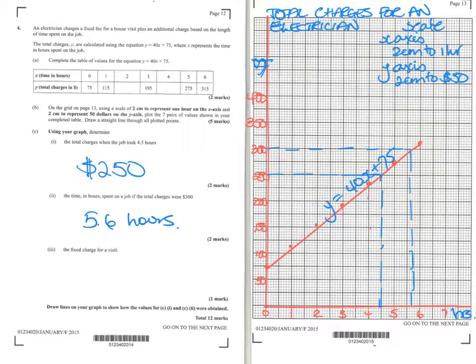The fixed charge for a visit. The fixed charge for a visit is when we have spent 0 hours so far. So we spent 0 hours. What is the fixed charge? And at 0 hours, we are charged $75. So regardless of how long the electrician spent, he charged $75 in the beginning, and then $40 for every hour after that.